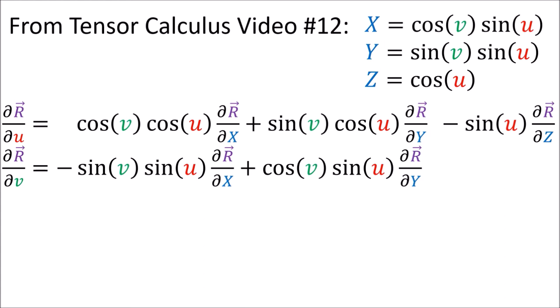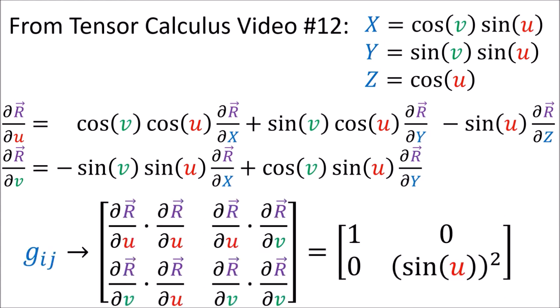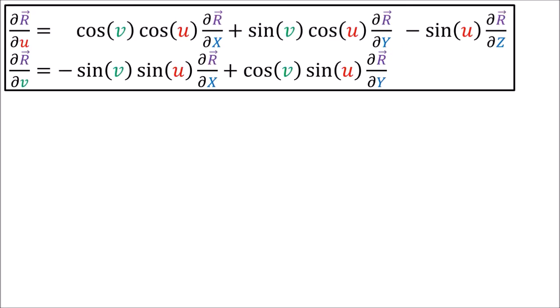And so given these tangent basis vectors, we can compute the metric tensor for the sphere, which is just the matrix of basis vector dot products. And we also showed in video 12 that the metric tensor matrix looks like this. So see video 12 if you want the full derivation of the metric tensor. Now we also need the second derivatives of the position vector along the u and v coordinates.